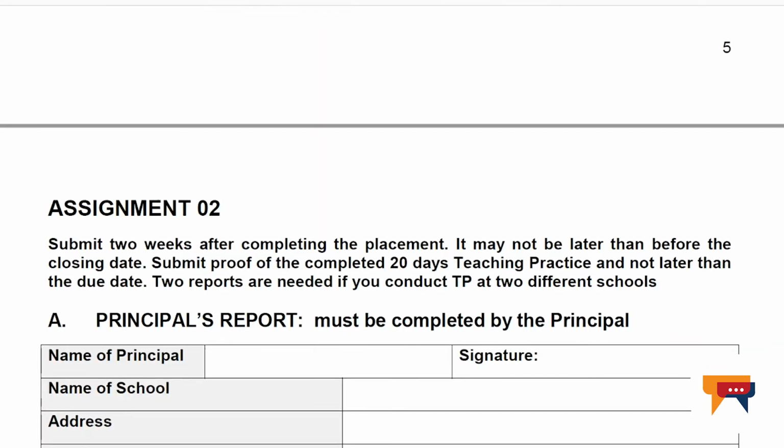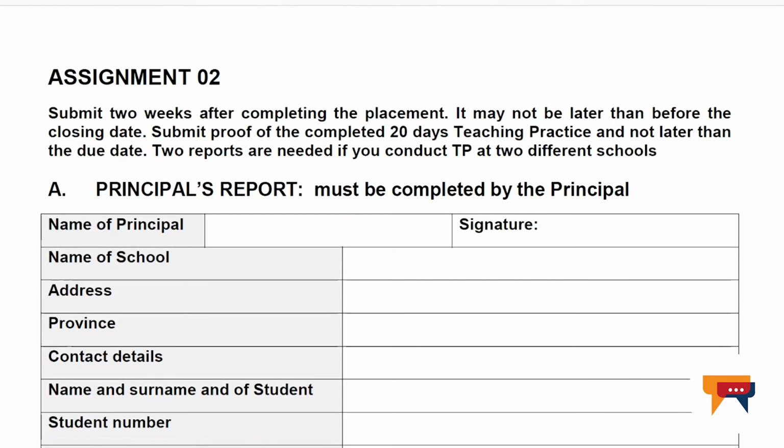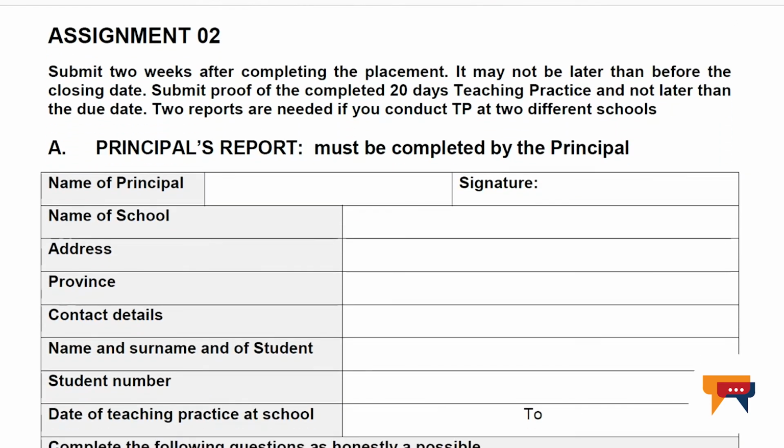Now, for assignment 2, again, I am repeating, you submit 2 weeks after completing your teaching practice. It may not be later than the closing date. Submit proof of the completed 20 days of teaching practice not later than the due date. The due date for you is the 30th of September. 2 reports are needed if you conduct teaching practice at 2 different schools.